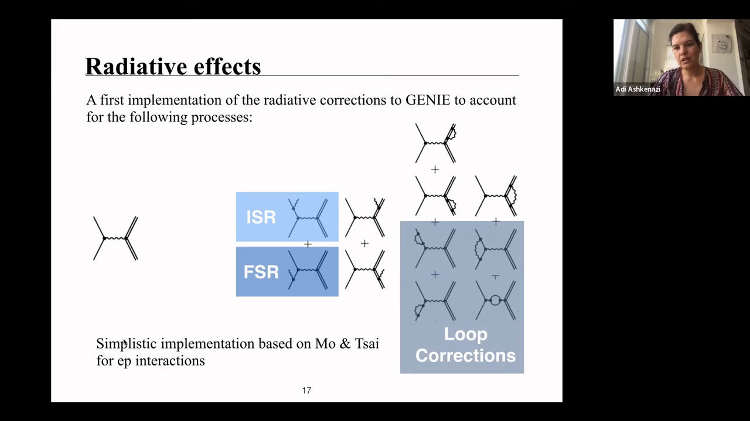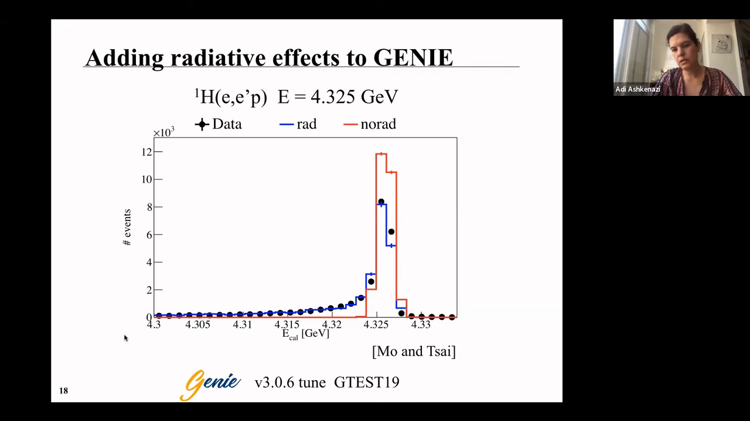And we got radiative corrections of order less than 2%. We validated this model using electron scattering on hydrogen from JLab. Here you can see in red default GENIE without any radiative correction, and in blue GENIE plus the radiative correction that we've implemented.